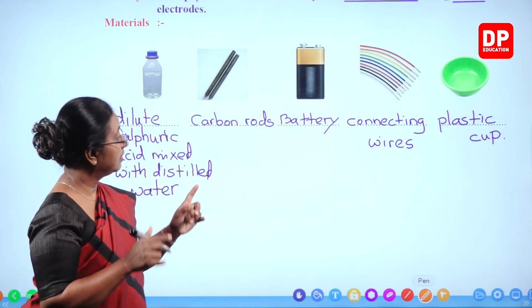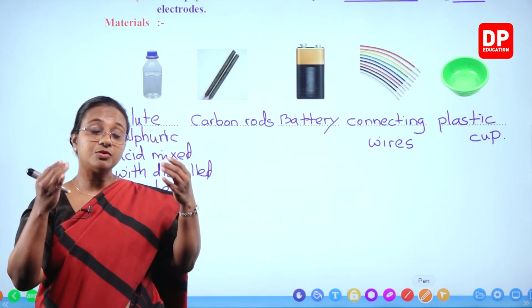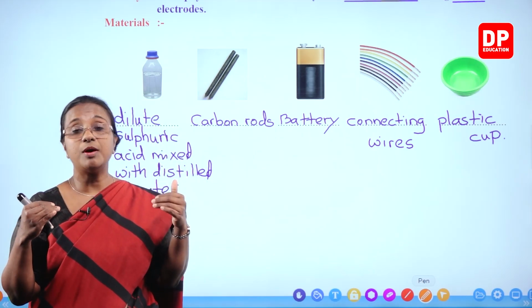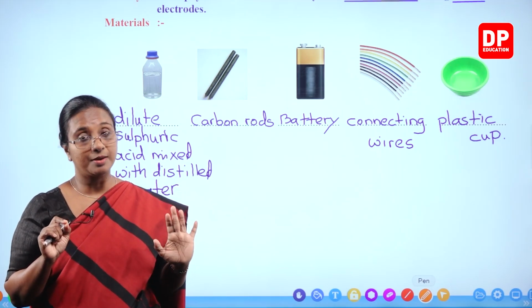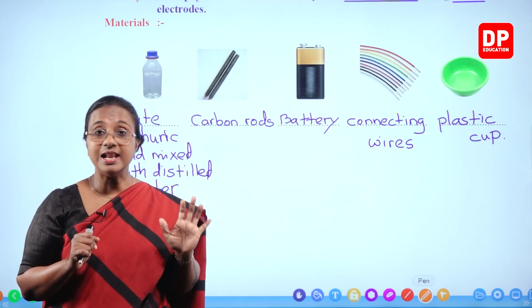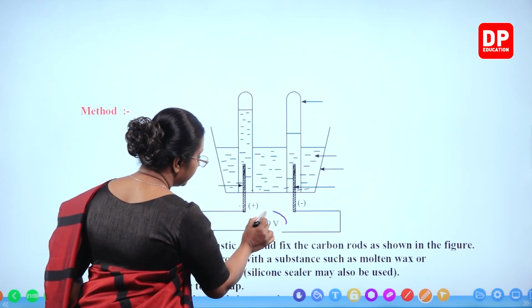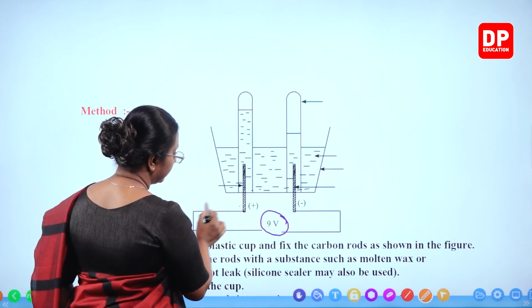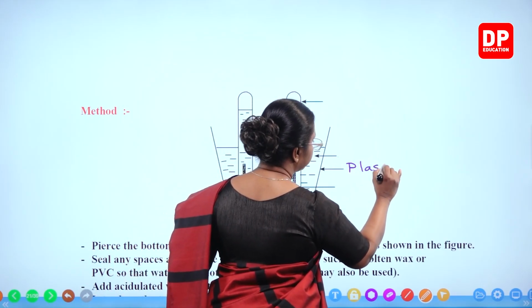And after that, we connect the wires and the batteries from the electrode that is from the bottom of the plastic cup. And you take acidulated water into the cup. So it's going to be a different setup. I will move on to the next slide and explain it to you. So here you can see, now this is the setup for the activity. As you can see, this is a 9-volt battery connected here. And you can see this is the plastic cup.